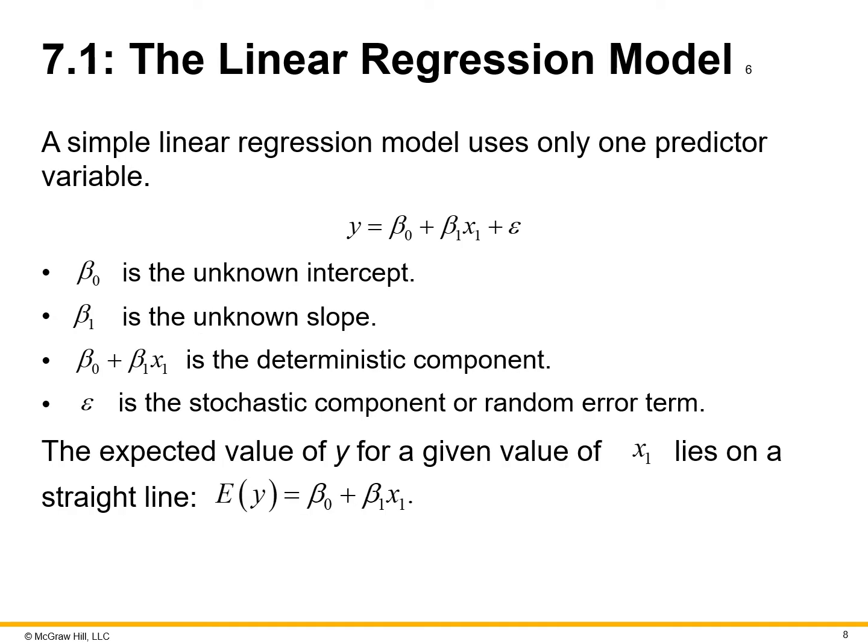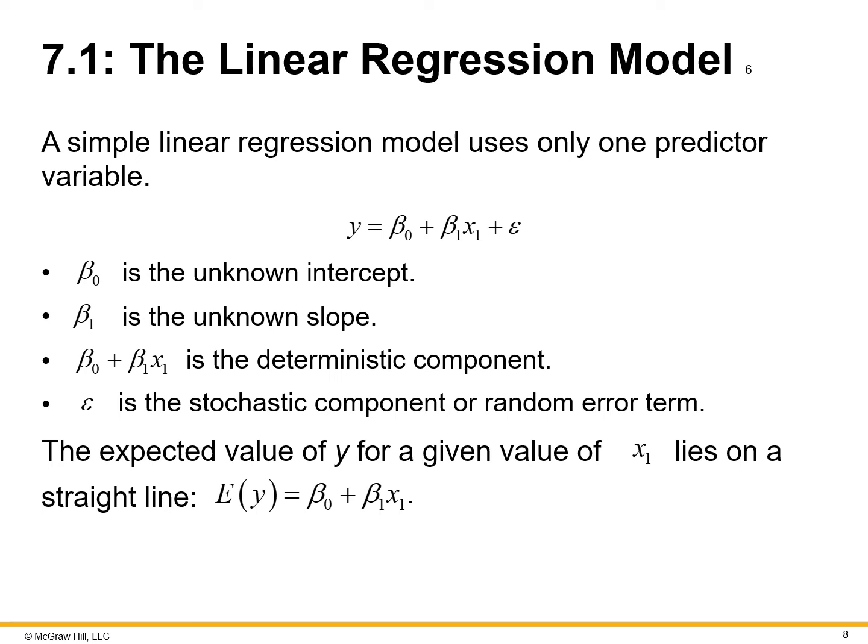This is what a sample linear regression model would look like in a calculation or formula. A simple linear regression model uses only one predictor variable. So y equals b0 plus b1 x1 plus e. The b0 is the unknown intercept. We don't know what that is yet. b1 is the unknown slope. b0 plus b1 x1 is the deterministic component. And e is the stochastic component or random error term.